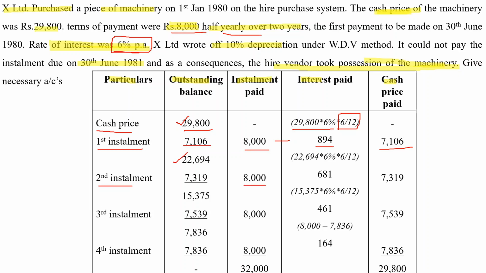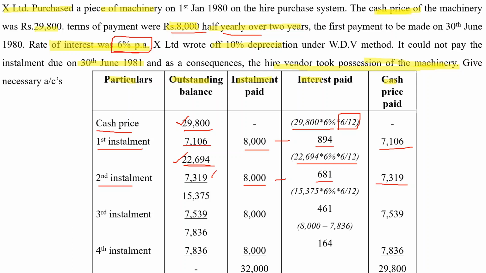8,000. Now we have to calculate interest on the outstanding balance. The outstanding balance is 22,694. On that value, 6% and 6 by 12, we calculate the half yearly interest. So the half yearly interest is 861. 8,000 minus 861 will give you the cash price paid. Now this cash price we deduct from the outstanding balance. 22,694 is the outstanding.